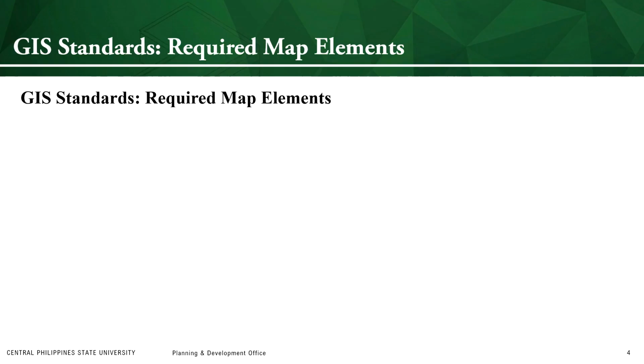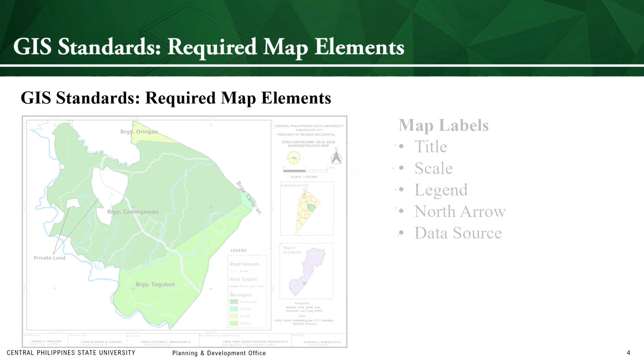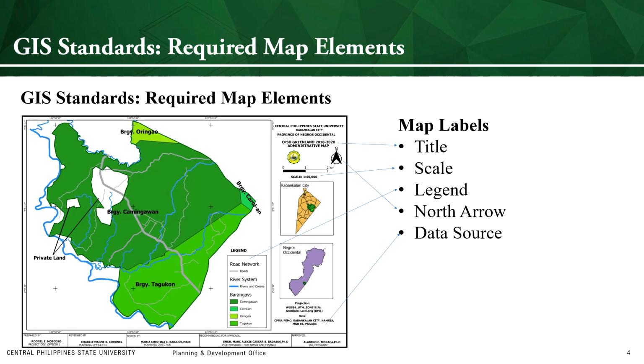Every map you include in the LUDIP must contain the following required elements. No exceptions. Title and subtitle. Your map must have a clear main title, for example, CPSU Greenland 2018 to 2028 Administrative Map, and a subtitle identifying the specific campus and its location, such as Central Philippine State University, Cabancalan City, Province of Negros Occidental.